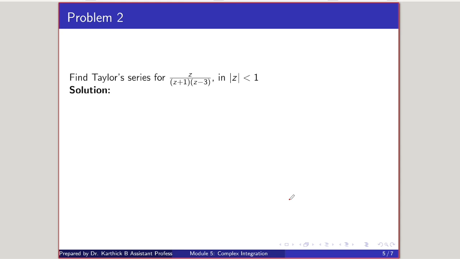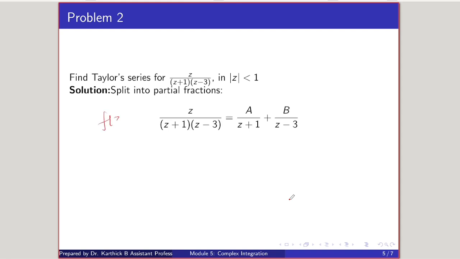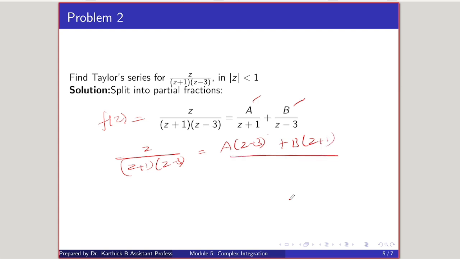So the next problem will be, we have to find a Taylor series expansion for the given function f of z. Okay, so let us split this f of z into partial fractions, A by z plus 1 and B by z minus 3. Then z by (z plus 1)(z minus 3) equals A into (z minus 3) plus B into (z plus 1), divided by (z plus 1) into (z minus 3).